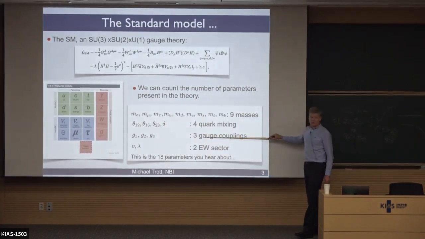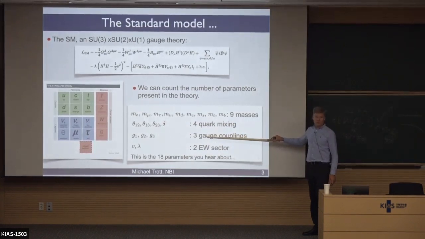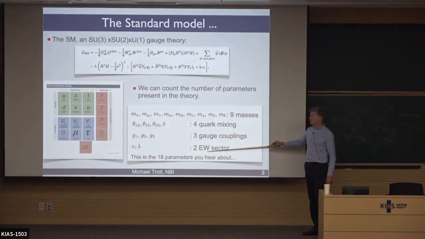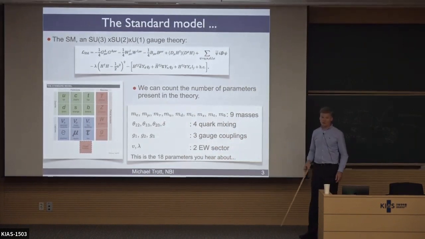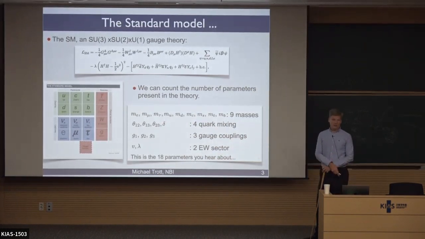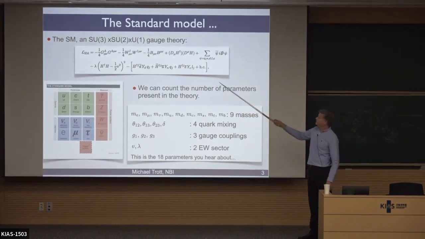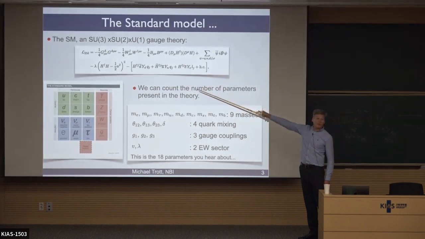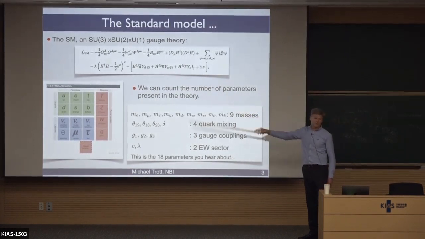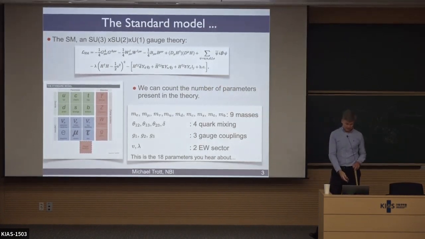There's also 3 gauge couplings in the standard model. One associated with the strong force, g1 and g2. And then there are these 2 parameters in the electroweak sector, v and lambda. Okay, so that's the 18 parameters that Cliff mentioned and that you hear about. And usually you actually refer to it as 19 because of the strong CP problem. You put in the extra parameter for the strong CP problem, and there are 19 parameters in the standard model. And that's writing down the G tilde operator form of the coefficient, which is not written here, but can be written down. Okay, so that's 19 total.